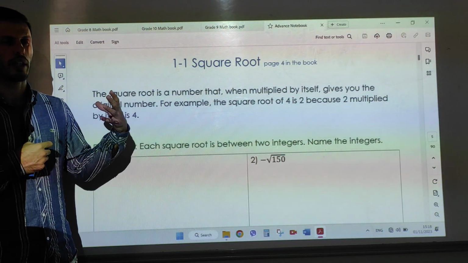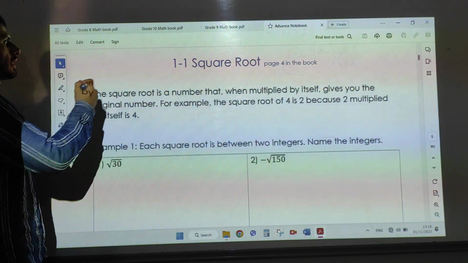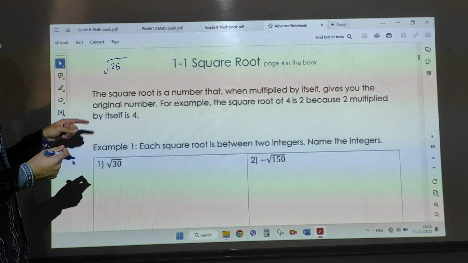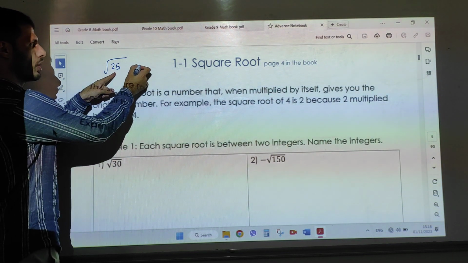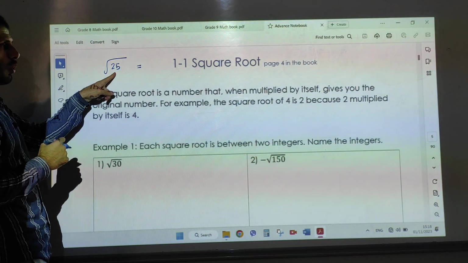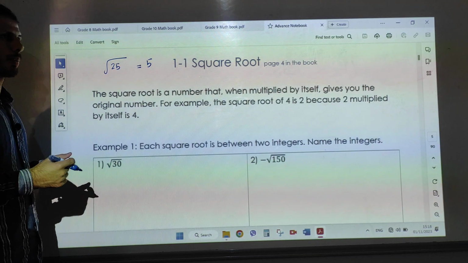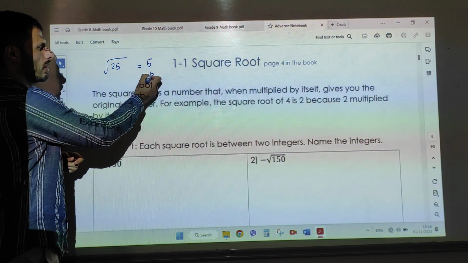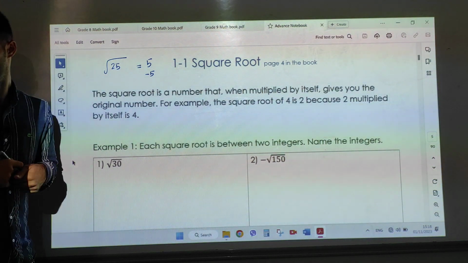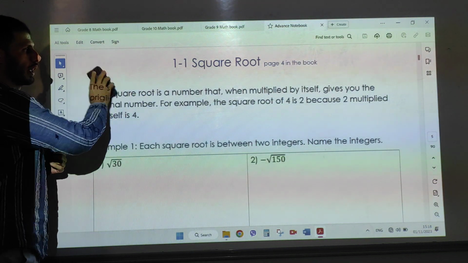In square roots, for example, we have the square root of 25. When we talk about the square root of 25, we mean: this number came from which number multiplied by itself? We know it came from 5 multiplied by 5, or from negative 5 multiplied by negative 5. Square root is the reverse operation of the perfect squares that we had.